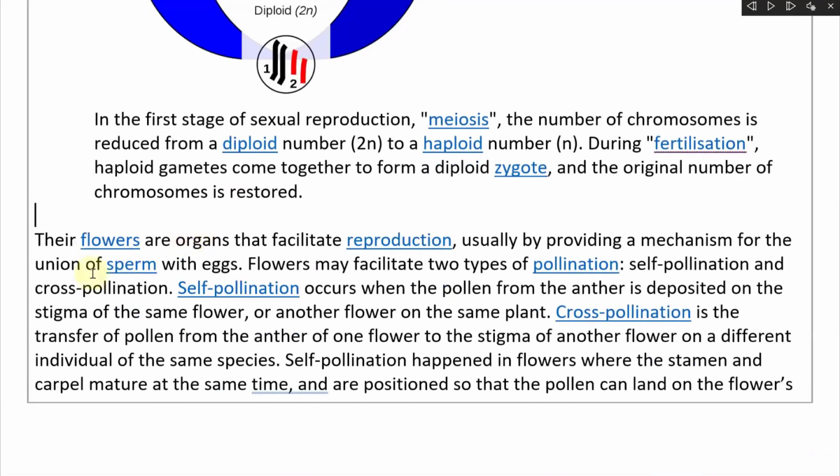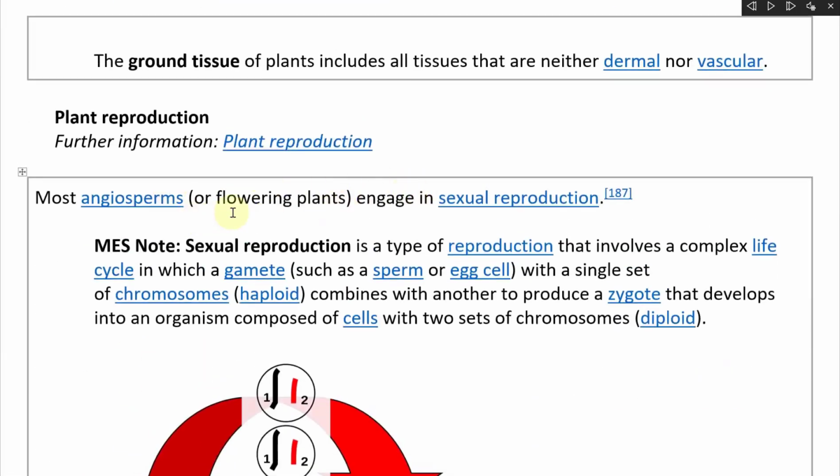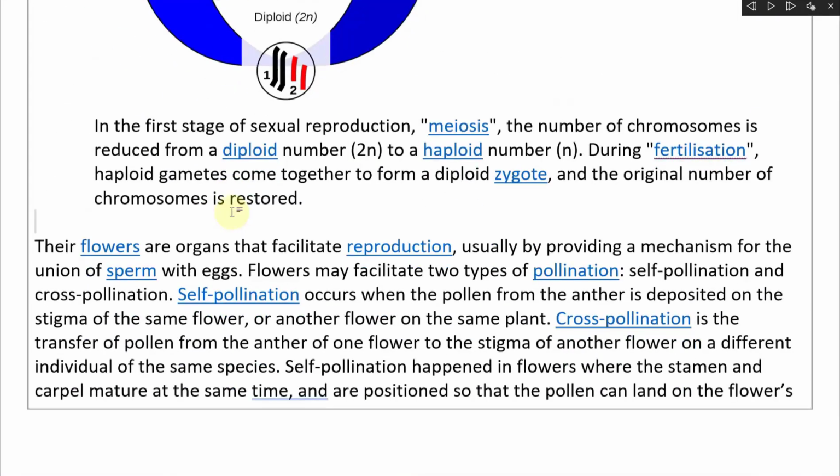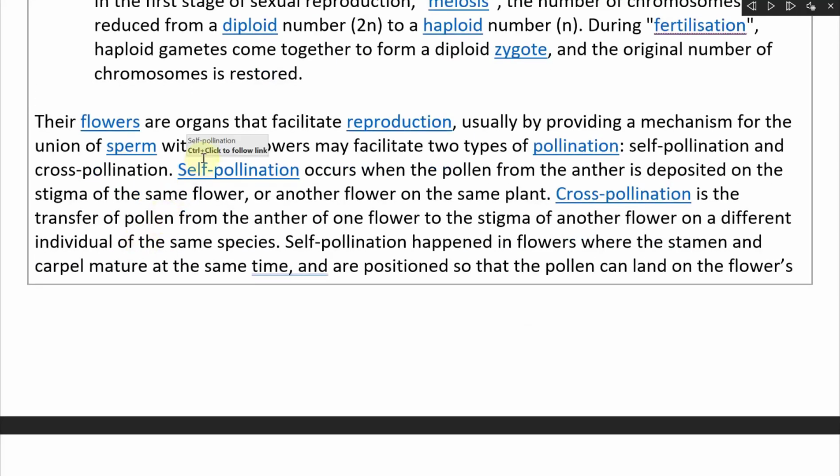All right, very interesting. So to continue further, so they're flowers. So for most angiosperms, their flowers are organs that facilitate reproduction, usually by providing a mechanism for the union of sperm with eggs. Flowers may facilitate 2 types of pollination: self-pollination and cross-pollination.